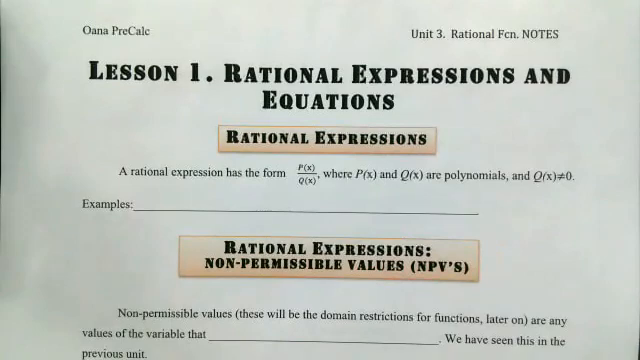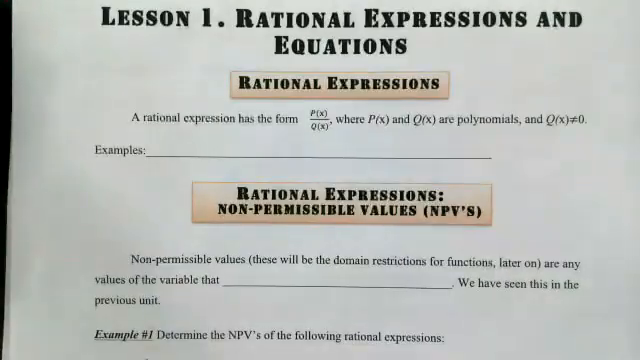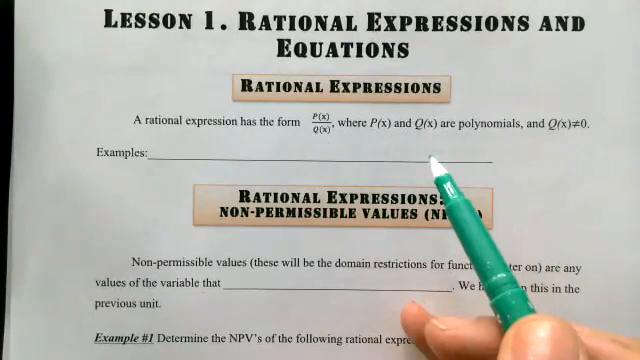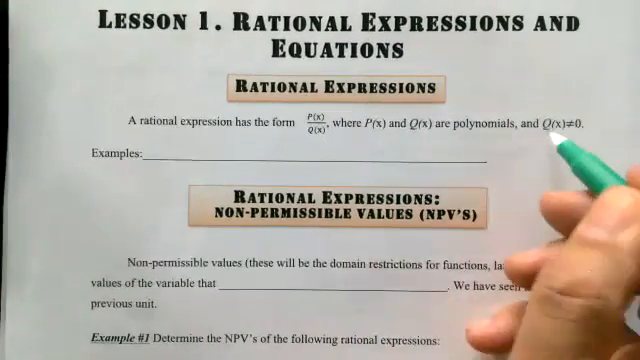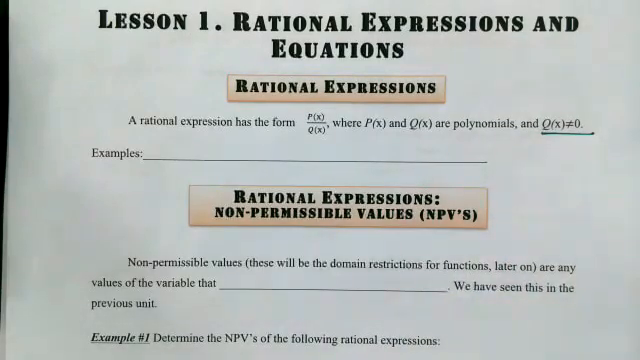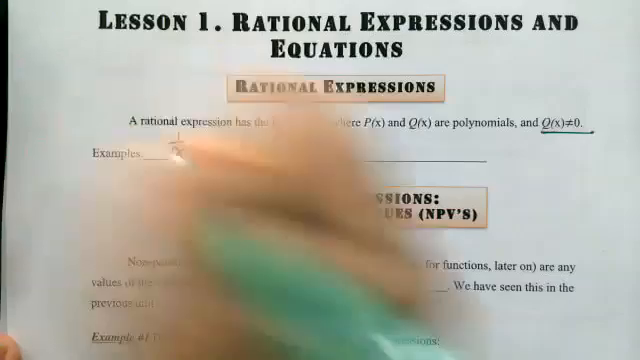So the first lesson is going to be some review of rational expressions, and then towards the end, we're going to do some equations. A rational expression has the form P of x over Q of x, where P of x and Q of x are polynomial expressions, with the condition that Q of x, the denominator polynomial, cannot be 0.